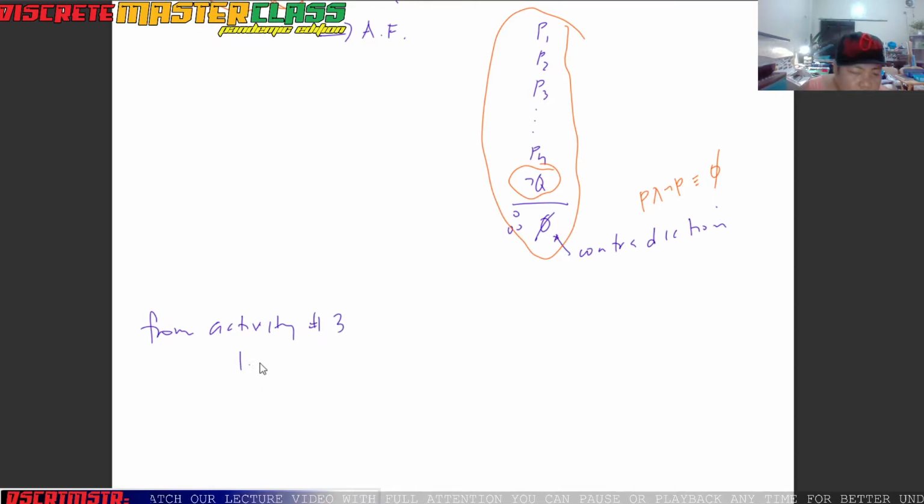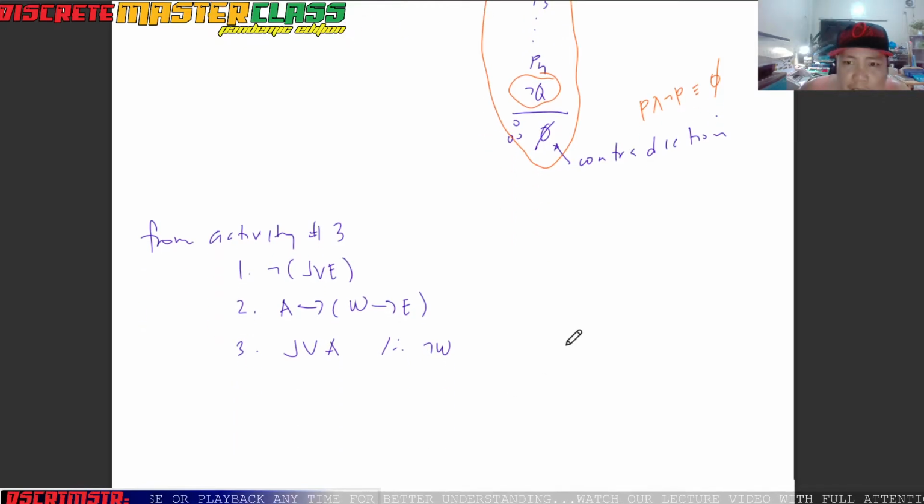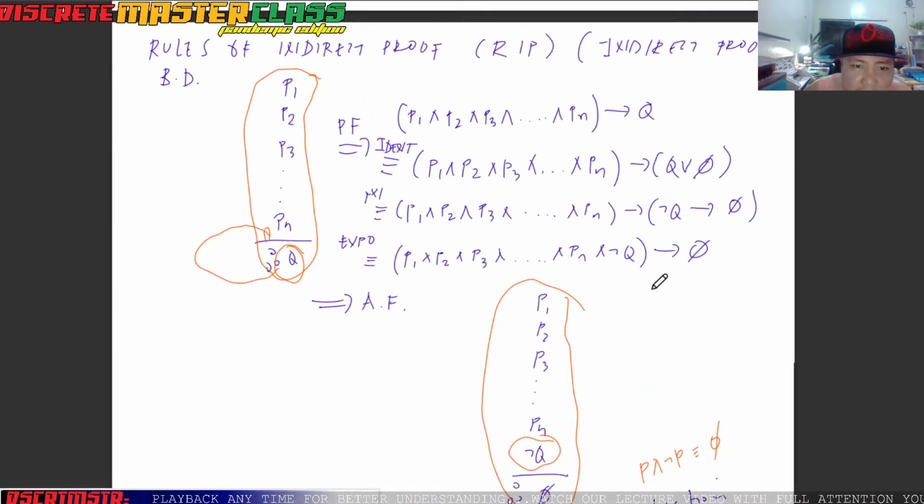The premise number 1 is not J or E. Number 2 is A implies W implies E. Number 3 is J or A. Therefore, not W. Okay, let's now apply RIP. Ang sabi ng RIP, pag ito yung iyong argument, pwede mong ipasok yung negation ng conclusion sa loob ng premises at magpakita ka ng 0.